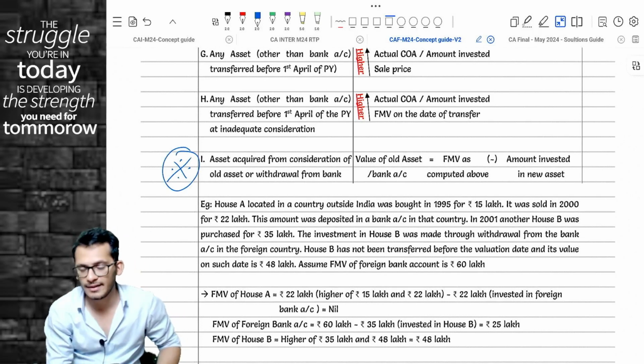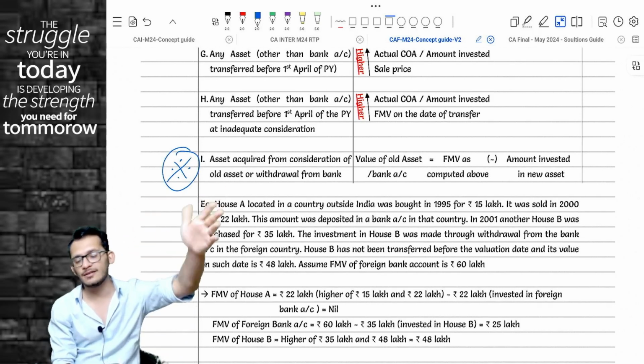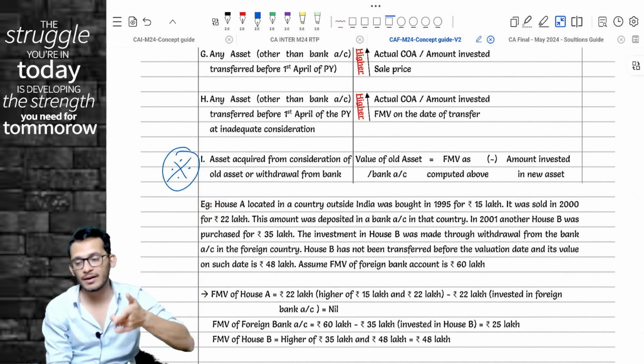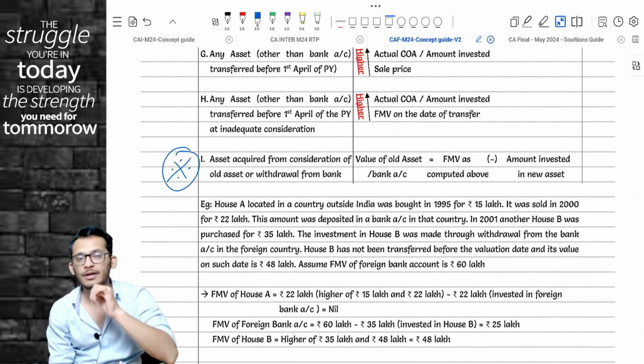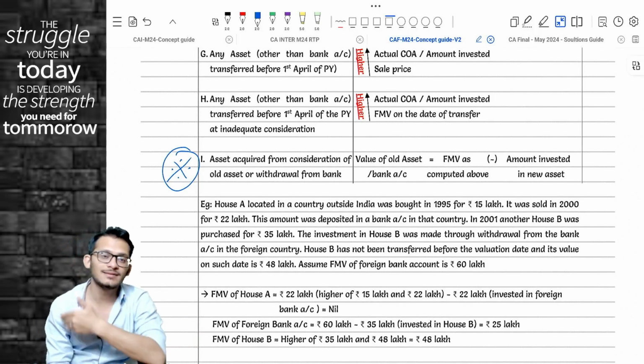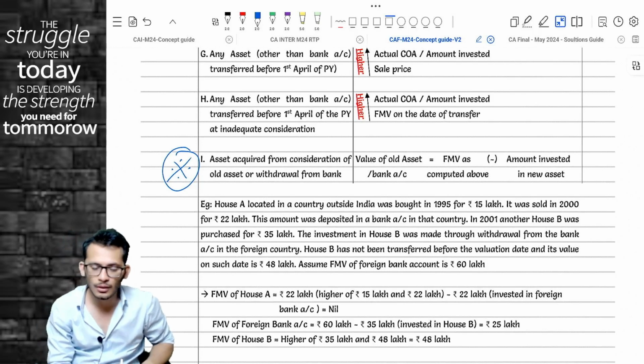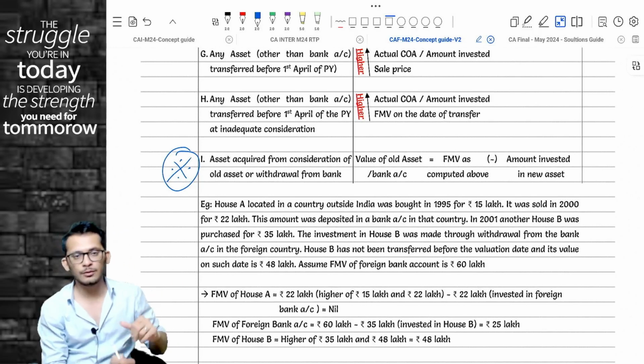Like I told you recently, if you're already going to tax the bank account, then the asset which you have acquired from the bank account will not be taxed again. If you decide to tax that first, then you can go to the bank account and say, sir, I don't want to tax it. This is what we're discussing.